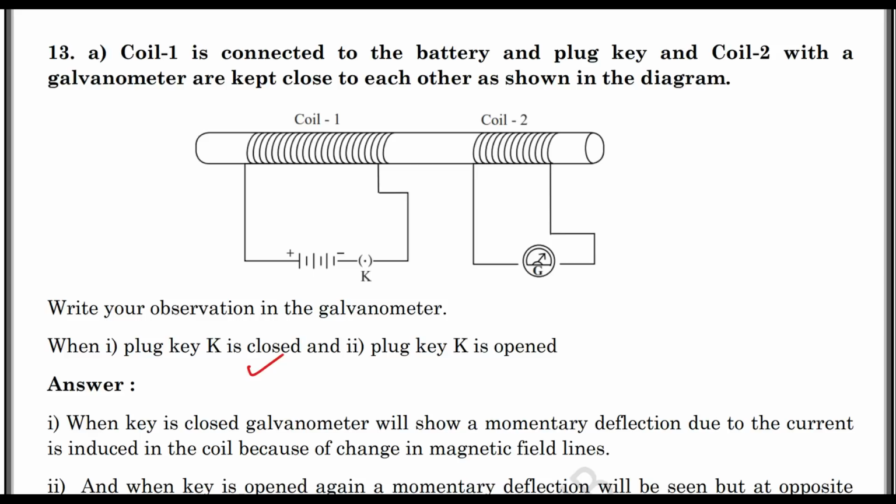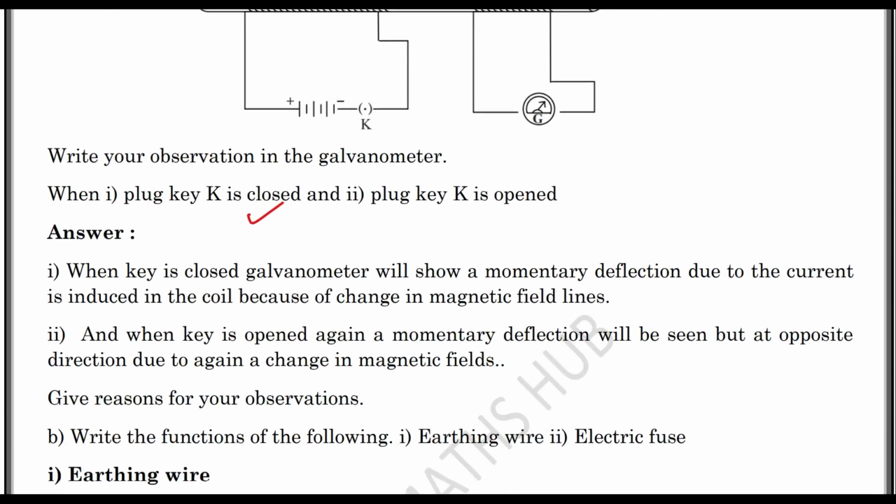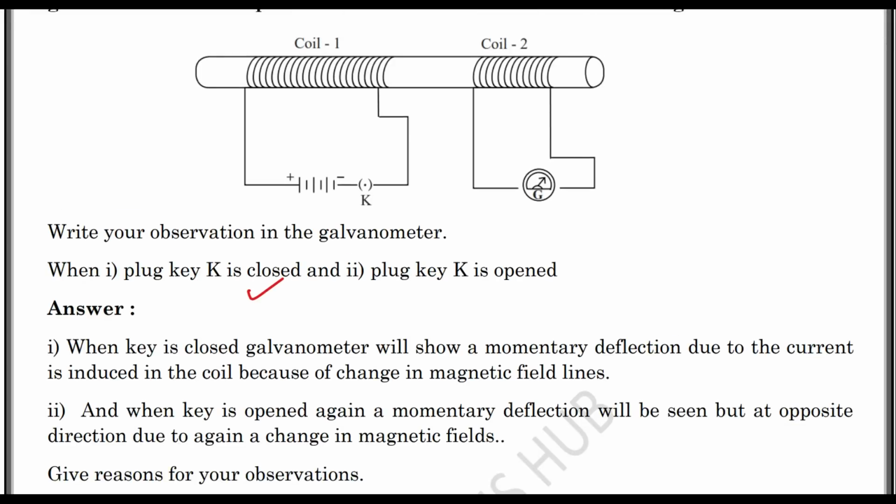Here the current is induced. Actually, when current flows in coil 1, a magnetic field is produced. Because of the magnetic field produced by coil 1, a current will be induced in coil 2. There will be deflection in the galvanometer. When the key is opened, there will be a deflection in the opposite direction because there is a change in the direction of the current.